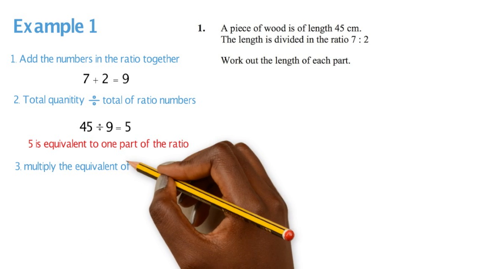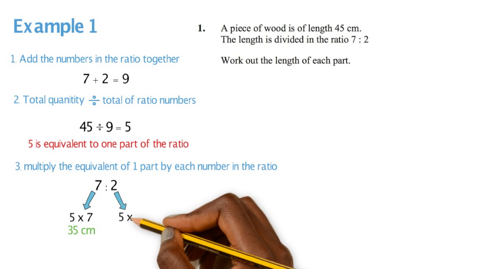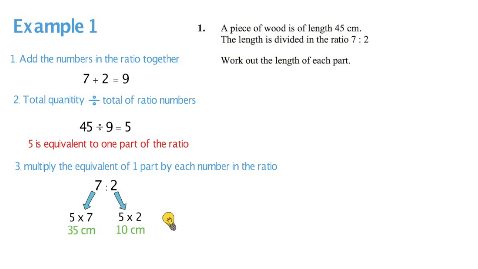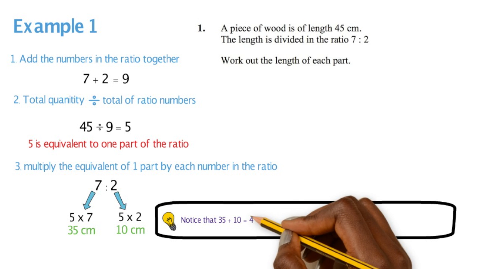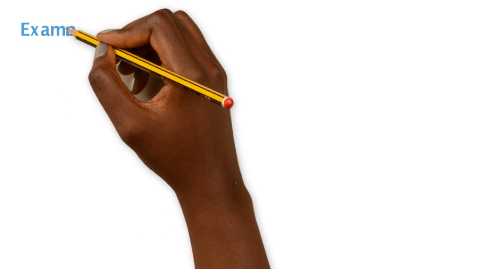So in order to work out the length of each part, what you need to do is multiply the equivalent of 1 part by each number in the ratio. So that would be 5 times 7, which would give you 35 centimeters. And then you would do 5 times 2, and that would give you an answer of 10 centimeters. So that would be the length of each part. And note that when you add up the length of each part together, so 35 plus 10, you get 45. So that should be the case.